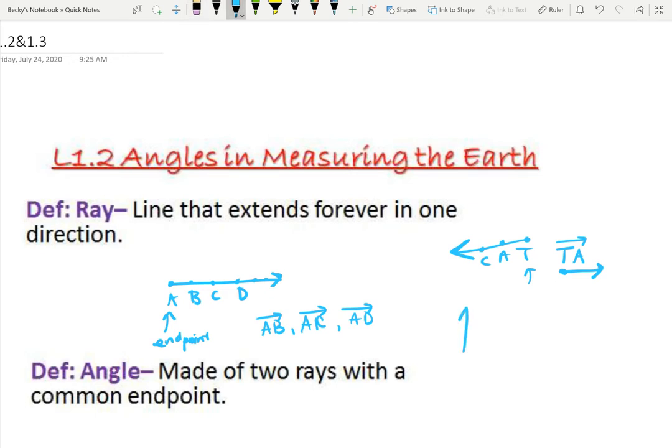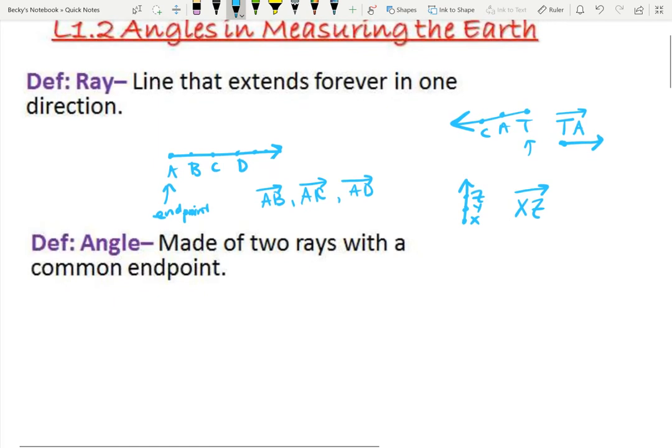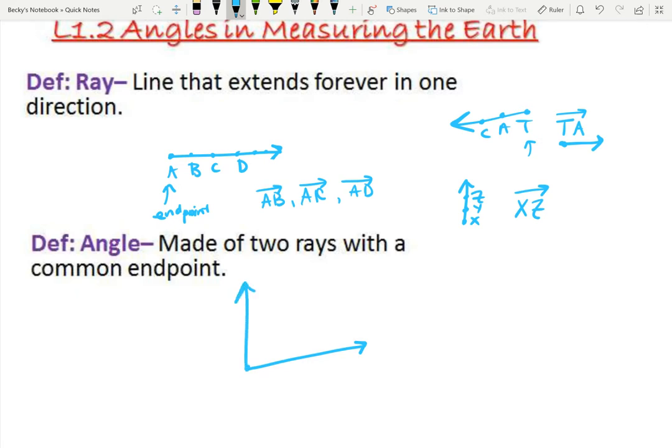And it doesn't matter what direction you draw it. Again, just follow the rules. Start with the endpoint, go to another letter on the ray. So I can choose Z and it goes to the right. Okay, so whenever you put two rays together that have a common endpoint, if you think about this, you have a ray that goes that way and then a ray that goes this way, that creates an angle.